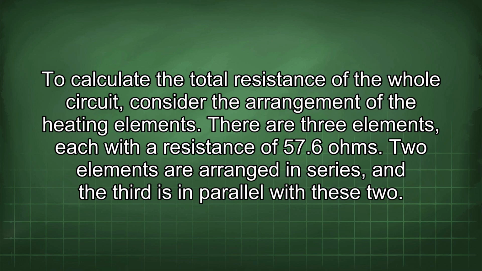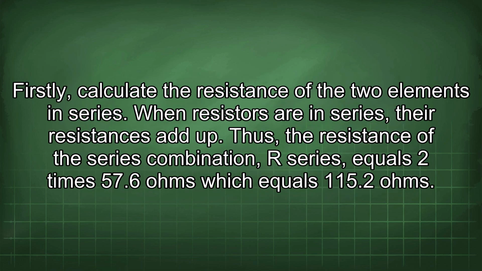To calculate the total resistance of the whole circuit, consider the arrangement of the heating elements. There are 3 elements, each with a resistance of 57.6 ohms. 2 elements are arranged in series, and the third is in parallel with these 2. Firstly, calculate the resistance of the 2 elements in series. When resistors are in series, their resistances add up. Thus, the resistance of the series combination, R series, equals 2 times 57.6 ohms, which equals 115.2 ohms.